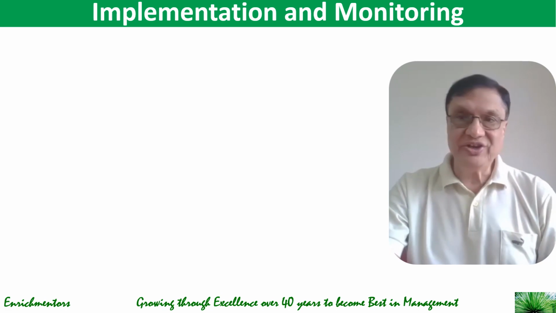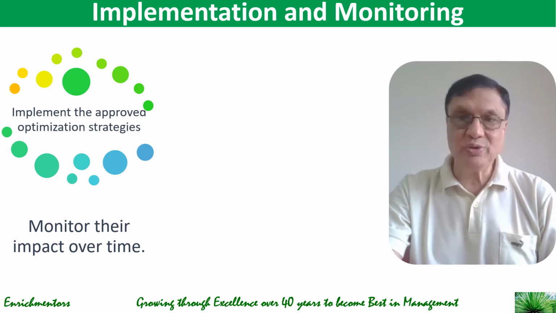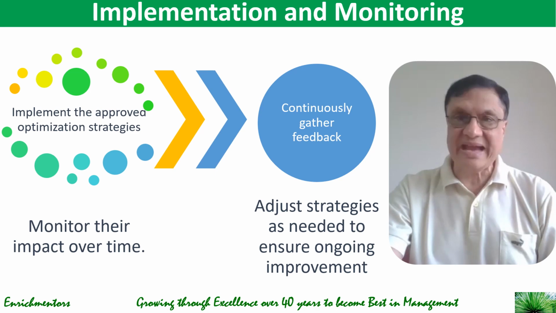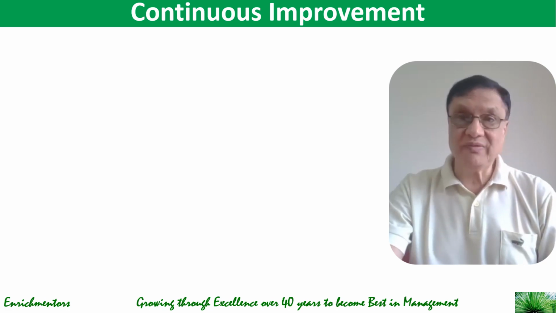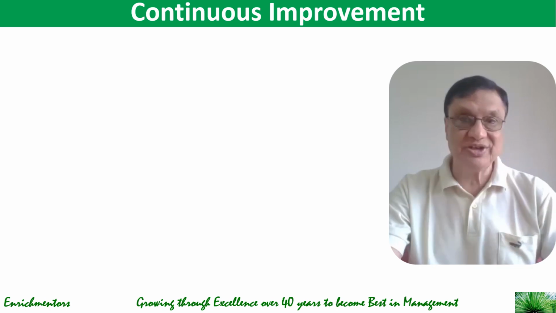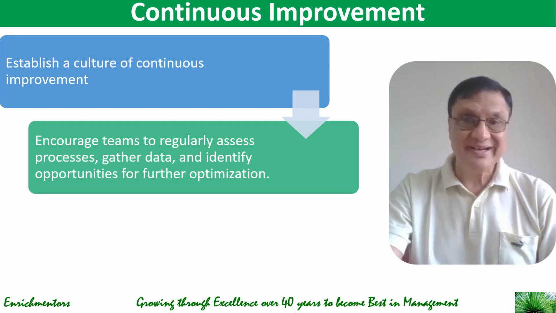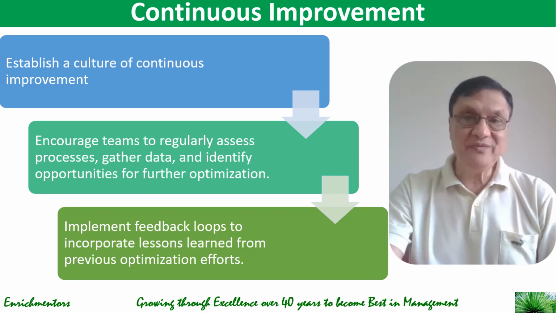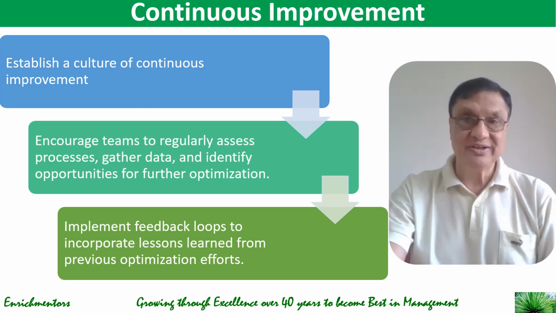Finally, coming on to implementation and monitoring. Implement the approved optimization strategies and monitor the impact over a period of time. Continuously gather feedback and adjust strategies as needed to ensure ongoing improvement. And continuous improvement is not to be forgotten. Establish a culture of continuous improvement. Encourage teams to regularly assess processes, gather data and identify opportunities for further optimization, and implement feedback loops to incorporate lessons learned from the previous optimization efforts.